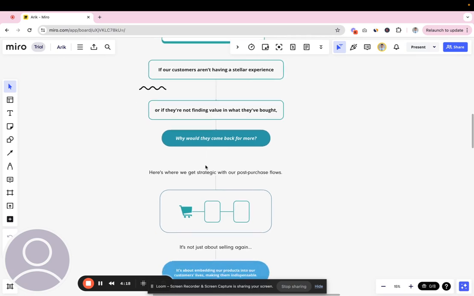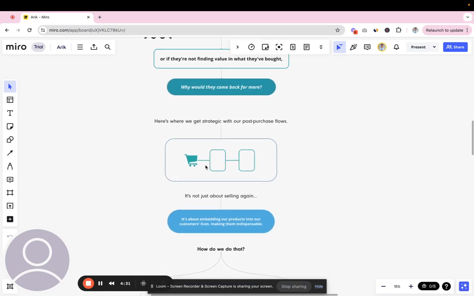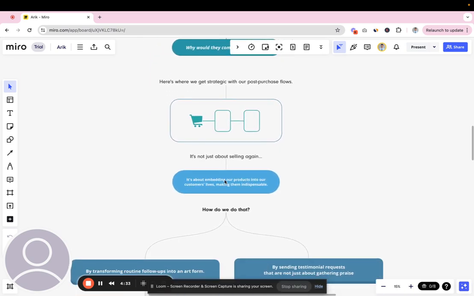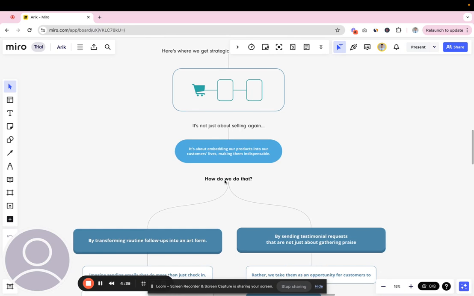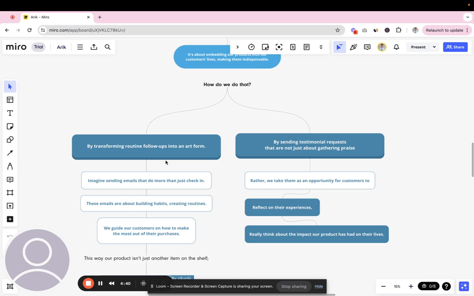Our goal with brands that have items customers can come back and purchase again, whether it's a supplement or clothing, is that their first purchase matters so much. It's not just about selling again, but about embedding our products into our customers' lives and making them indispensable. How do we do that?